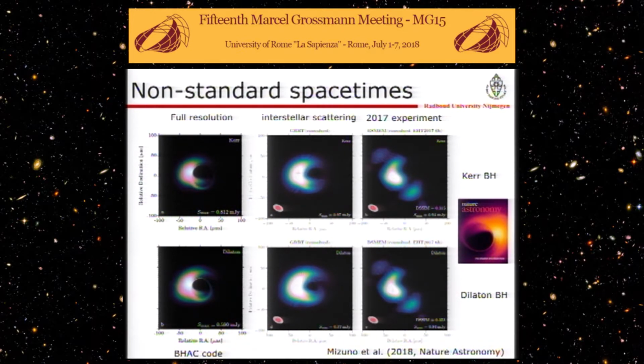They would look pretty much similar. And indeed, if you simulate the 2, the Kerr black hole and a dilaton black hole, with the current resolution it looks relatively similar. So it may be difficult to rule out all alternative theories of gravity.